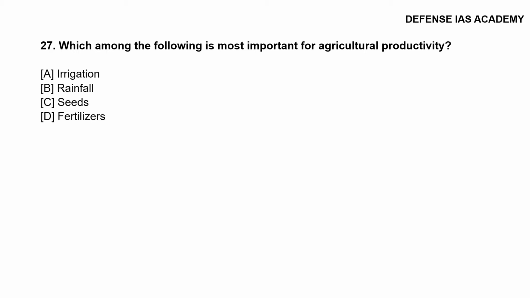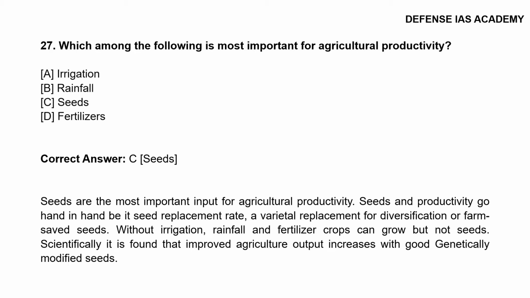Question number 27. Which among the following is most important for agricultural productivity? The correct answer is option C, seeds. The seeds are the most important input for agricultural productivity. Seeds and productivity go hand in hand, be it seed replacement rate, varietal replacement for diversification, or farm saved seeds. Without irrigation, rainfall and fertilizer, crops can grow but not seeds. Scientifically, it is found that improved agricultural output increases with good genetically modified seeds.